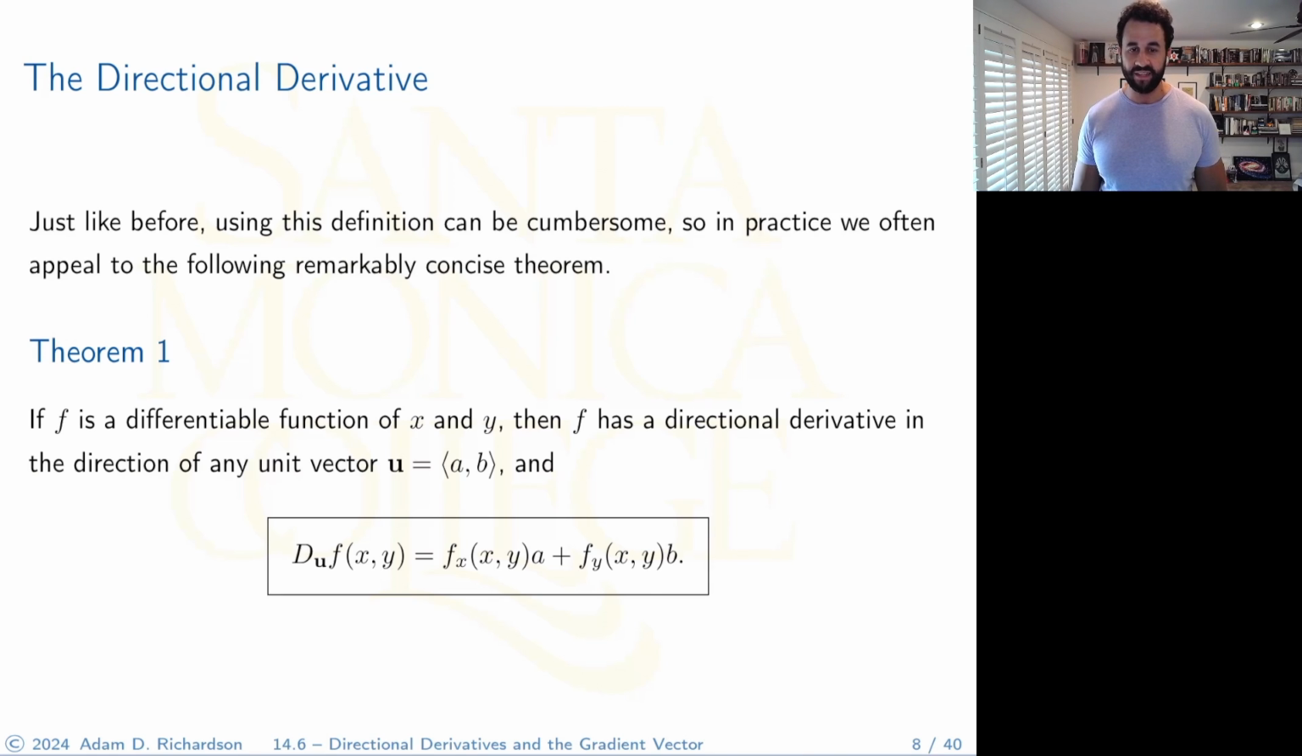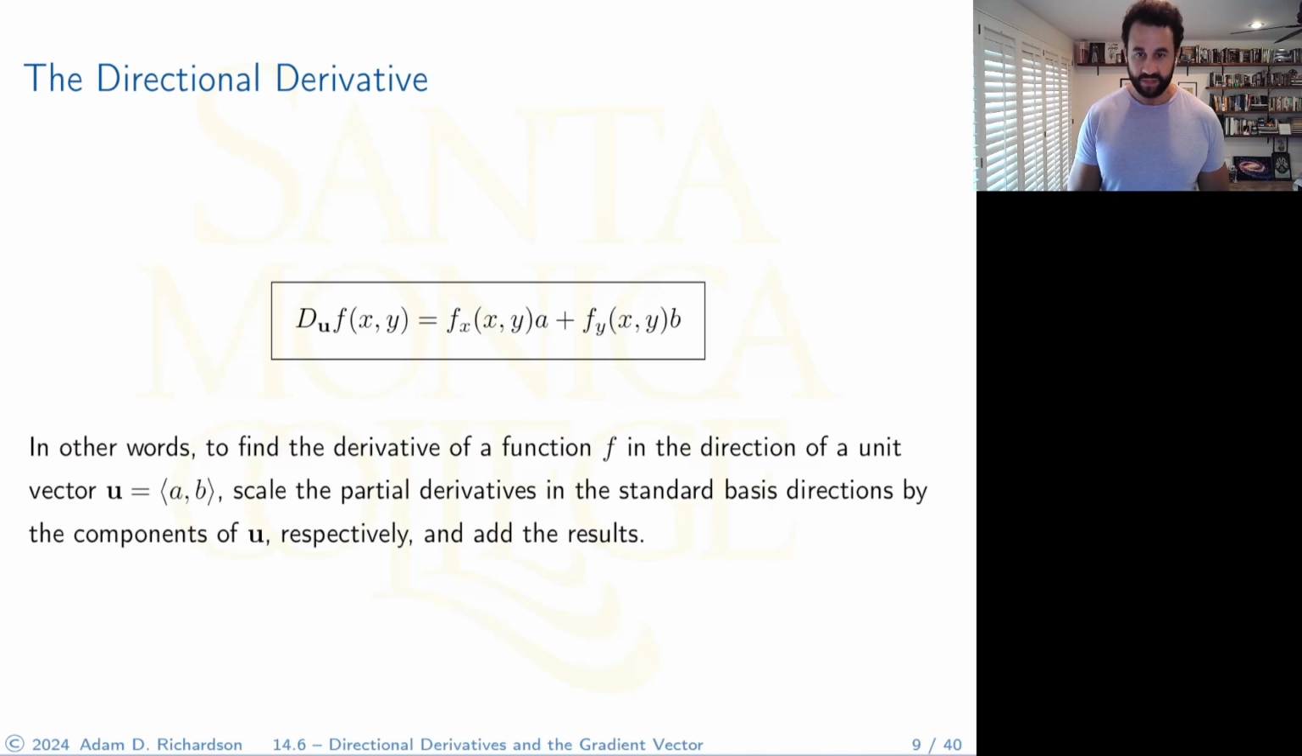So if you want to find the slope of the tangent line at a point in the direction of u, you basically compute the partials at that point, multiply f sub x by a, the first component of the unit vector, multiply f sub y by the second component of the unit vector, and that gives you the directional derivative. This is the same thing, restated in a different way. To find the directional derivative of a function in the direction of u, you scale the partial derivatives by the components of u, respectively, a and b, and then you add the results.